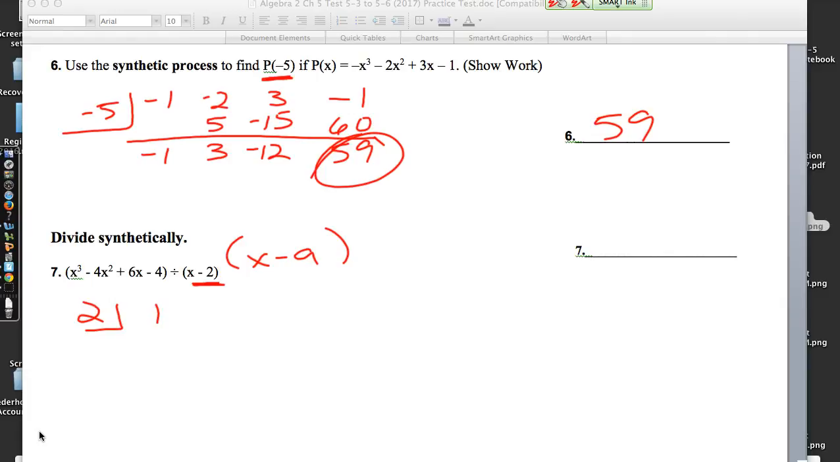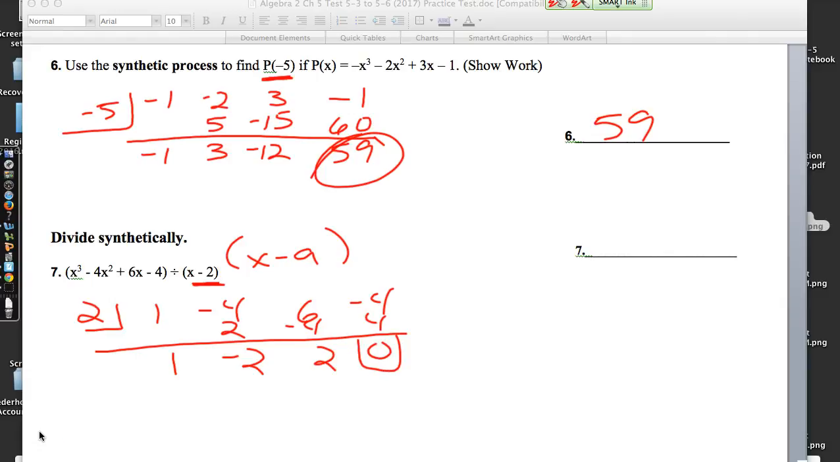So we need a 1, a -4, a 6, and a -4. Draw your line. Bring down your leading coefficient. Remember, outside the box, multiply by a, then go inside the box where you add. Outside the box, multiply by a, go inside the box where you add. Outside the box, multiply by a, inside the box, add. Is our answer 0?